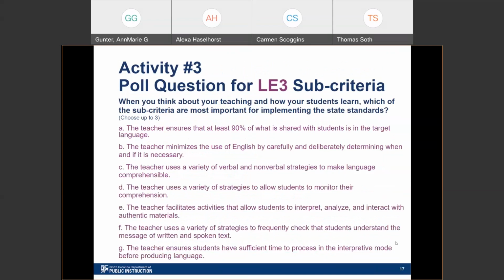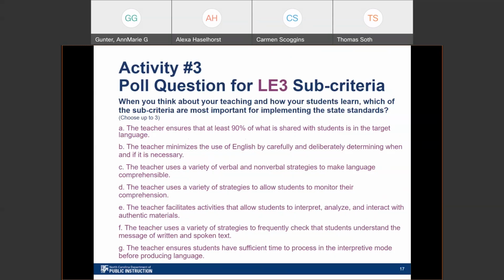All right, well, having said all of that, we're up to our next poll question. So what I want you to do is answer this question. When you think about your teaching in the classroom or in your learning space if you're online, and how your students learn, whatever age they are, elementary, middle school, high school, maybe post-secondary, which of the sub-criteria are most important for implementing the state standards? Now you can choose up to 3 of the 7. Of course, they're all important, but for you personally in your teaching with your students, I want you to think about which 3 are most important for implementing the state standards.